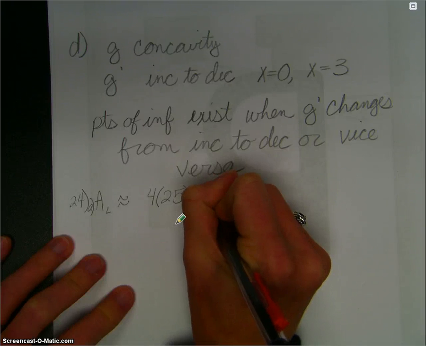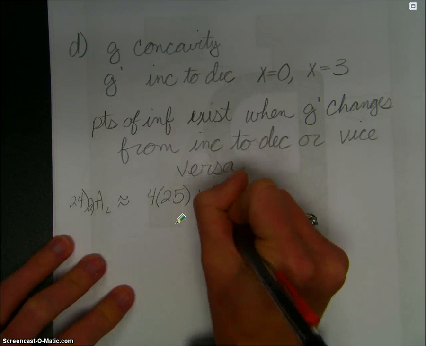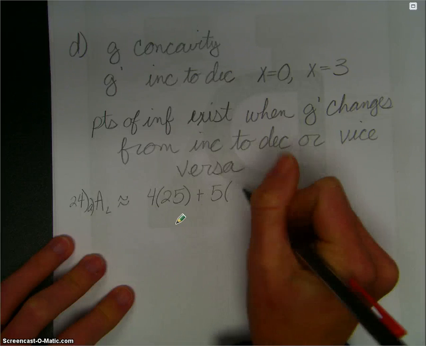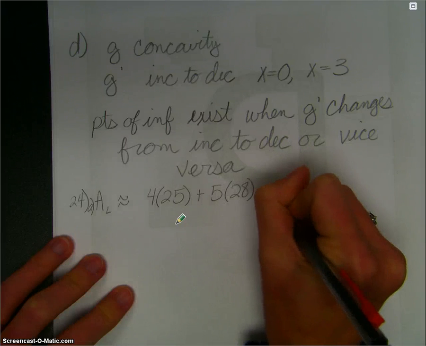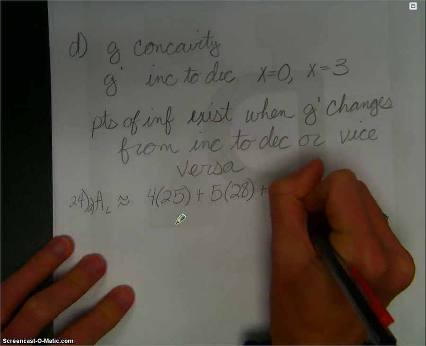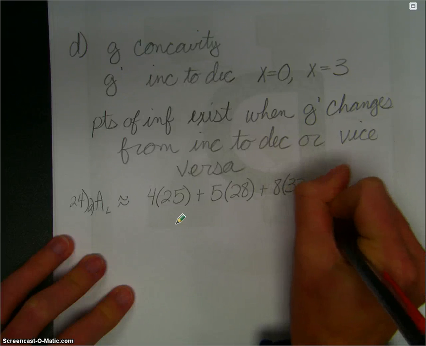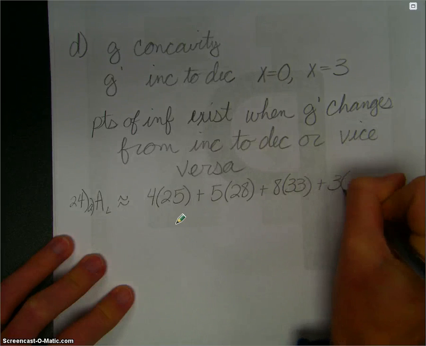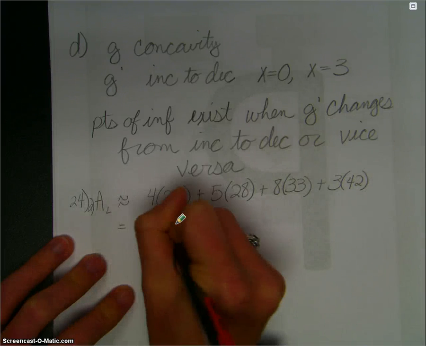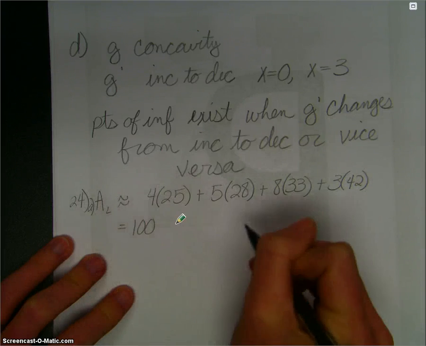Then between 4 and 9, I'm going to have a base of 5 and a height of 28. Then in my next rectangle, between 9 and 17, I'm going to have a base of 8 and a height of 33. And then finally, between 17 and 20, I've got a base of 3 and a height of 42. All right, so this is going to give me 100 right here.